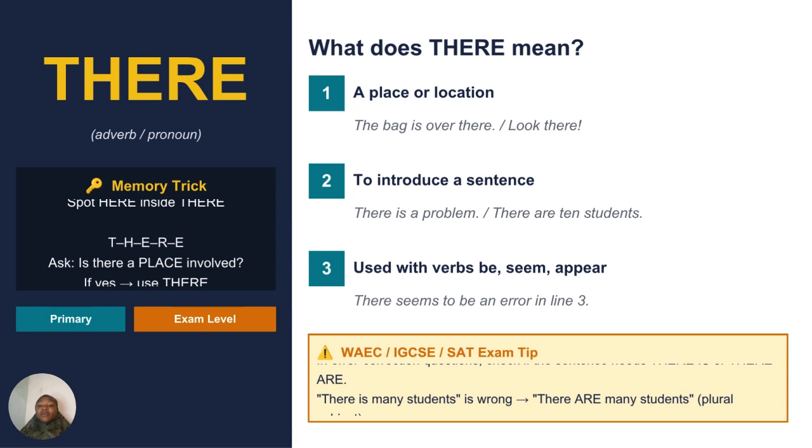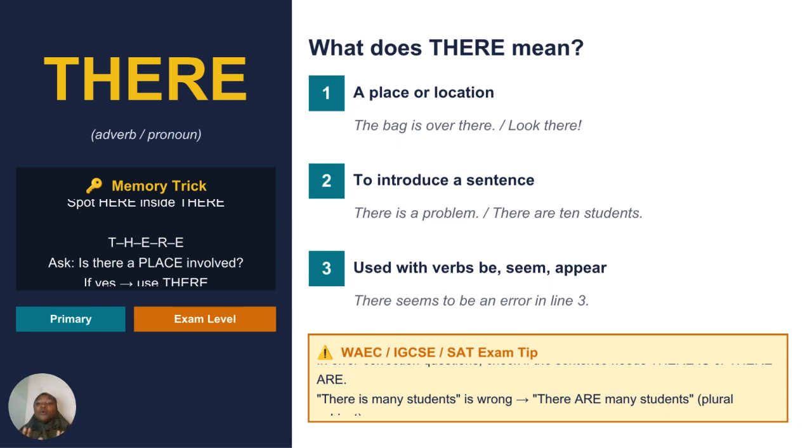So let's start with there, spelled T-H-E-R-E. Here is the first golden memory trick. Look closely at the spelling. In there, you see the word here hiding inside of it. Here and there. Now, that is your clue. Both refer to places.